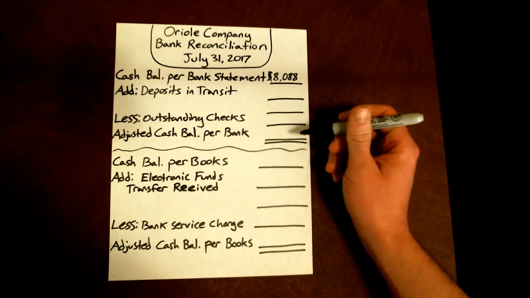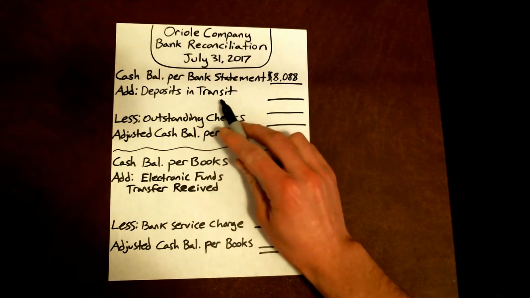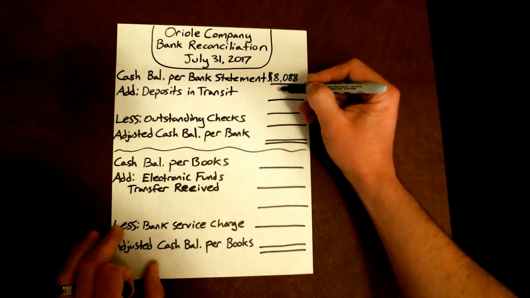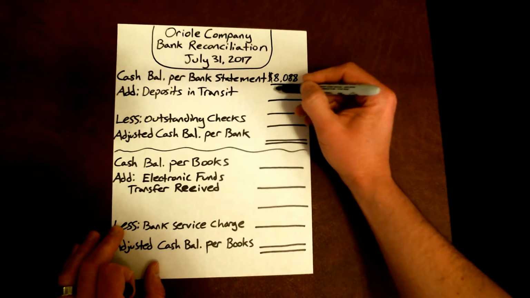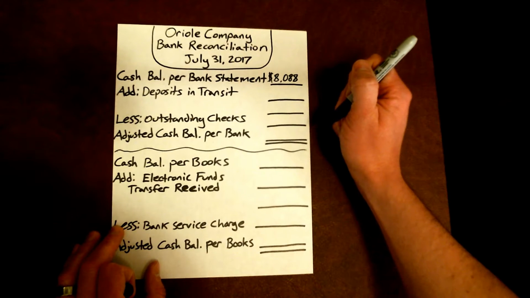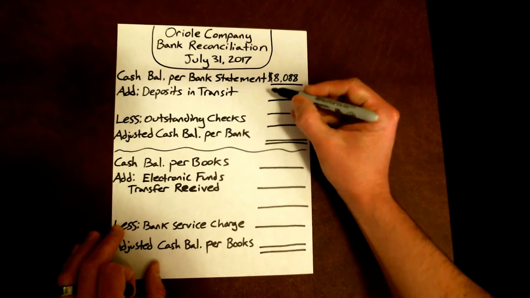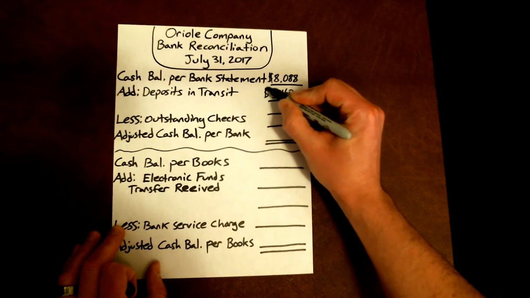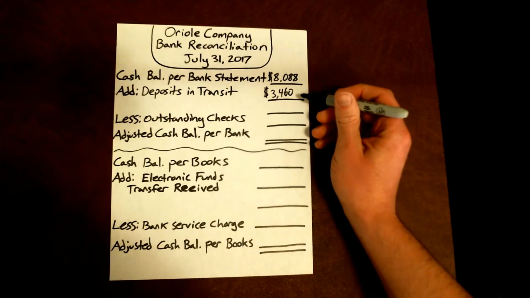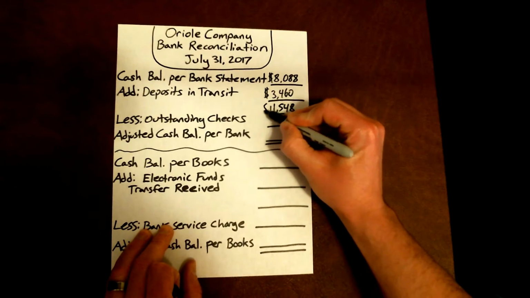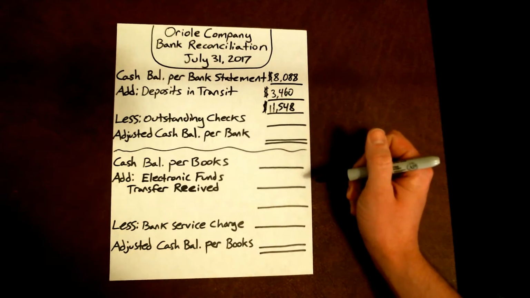Something the bank statement does not reflect, however, is a deposit in transit that the company received in item number 4 of the list. This money that the company has received has been sent to the bank, but it has not yet been actually recorded by the bank. This will be reconciled by adding $3,460 to the cash balance per bank statement here. This gives us a subtotal of $11,548.